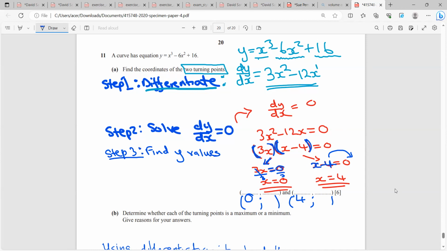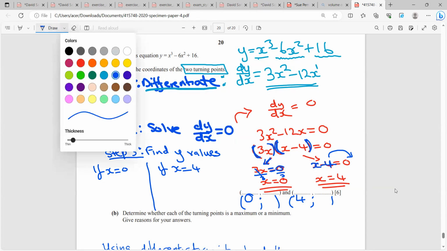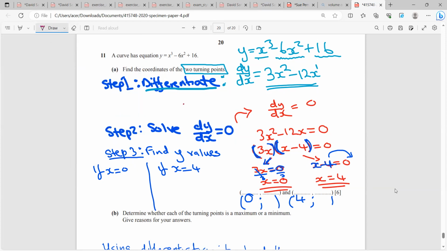All right. So what you're going to do is, if x is 0, we need to know the value of y. And if x is 4, we also need to know the value of y. And where are we going to get y from? We use the original equation. So to get your y values, use the original equation.